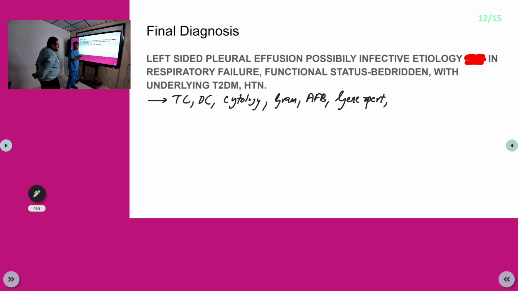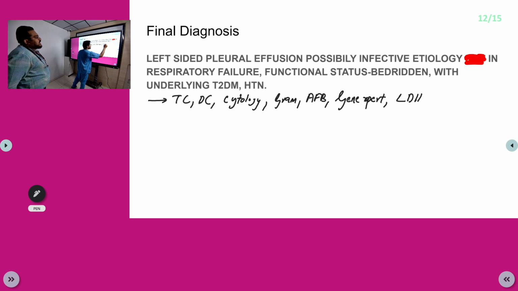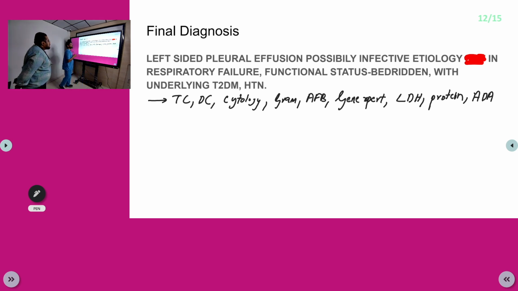No. What are the different types of pleural effusion? It can be exudative and transudative. So here it looks more like an exudative from whatever history. So how will you confirm an exudative pleural effusion? LDH and proteins. Yes. So you have to look for TC DC, protein, sugar, LDH. This is a basic investigation that you need to send for your pleural effusion. ADA also, fine.